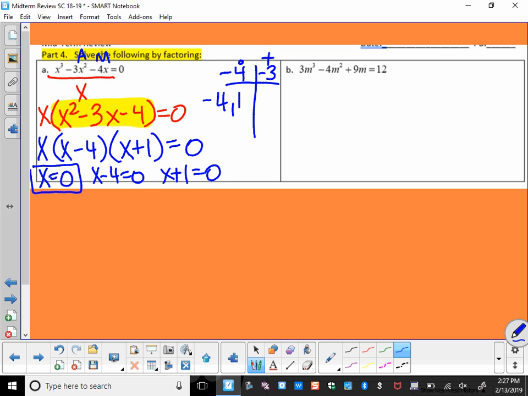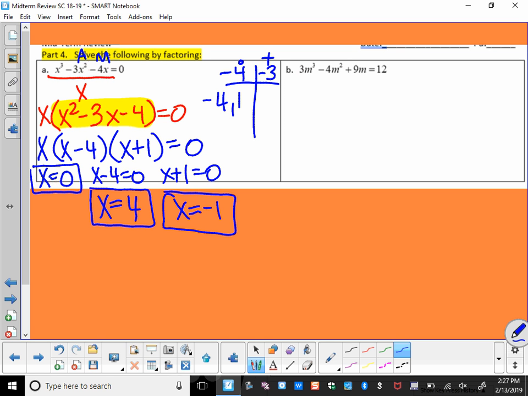If we solve x minus 4 is equal to 0, x is going to equal what? Positive 4. Just the opposite. And then x is going to equal negative 1. Those are my answers that I will be looking for. We are not going to do letter B. You can do that one on your own to practice.